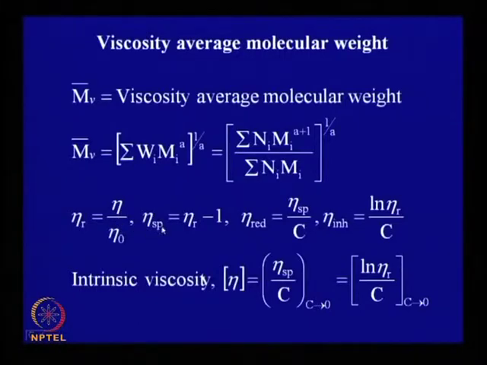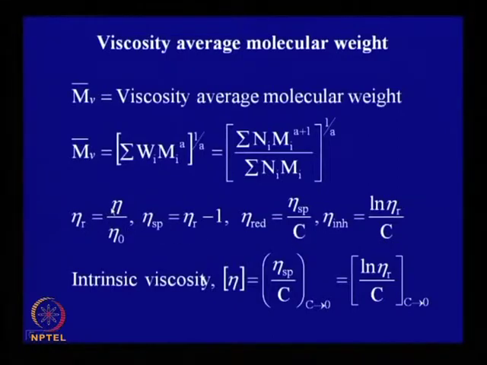Then specific viscosity is eta relative minus 1, and reduced viscosity is eta specific by C, where C is expressed in grams per deciliter. Then inherent viscosity is ln eta relative by C.